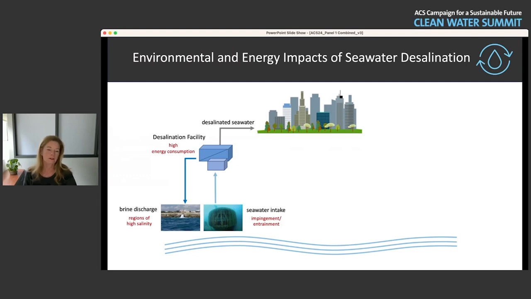So yes, there are. It's uncontested that desalination is still the highest energy consumption. And it also produces regions of high salinity. When we discharge the higher salinity brine stream, it can sink and sit on the ocean floor where it affects benthic organisms. And also there's impingement and entrainment of marine organisms on the seawater intake screens and within the intake system. So next slide.